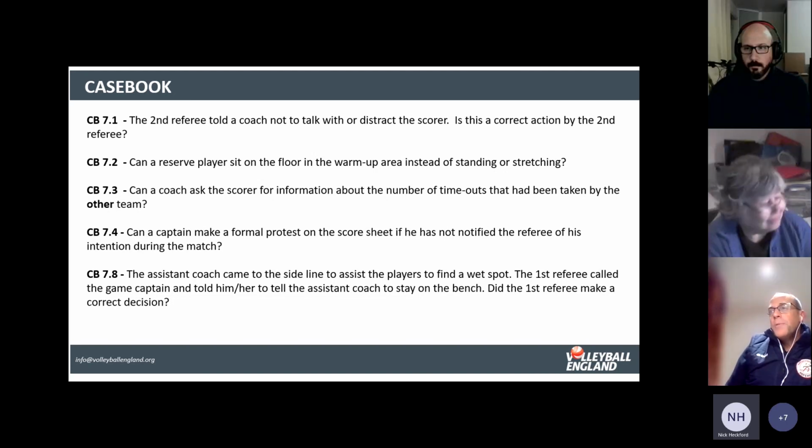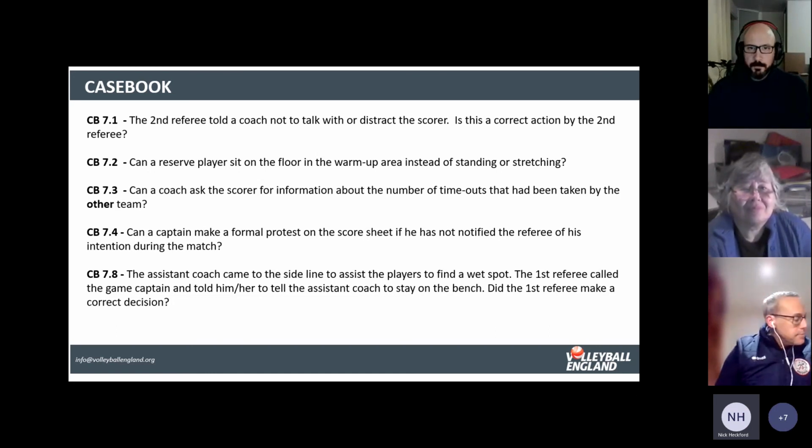Quickly moving on then, just got a couple more to do. Second referee told a coach not to talk or distract the scorer. Is this the correct action by the second referee?